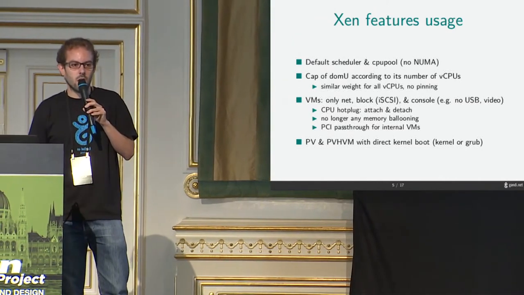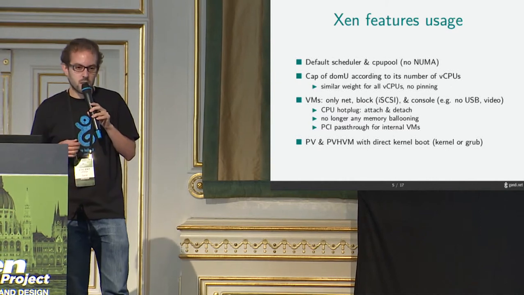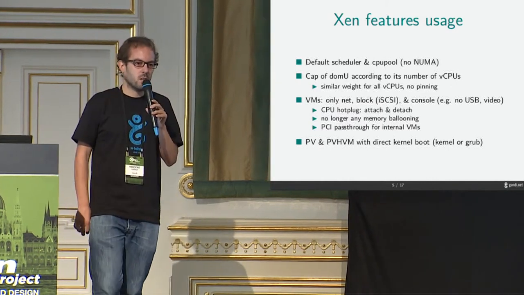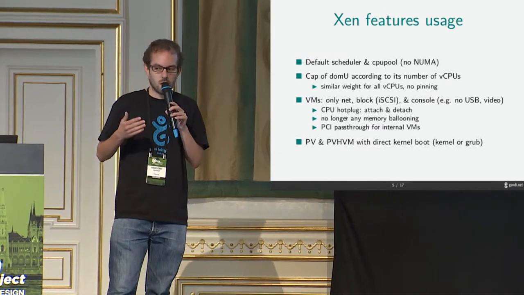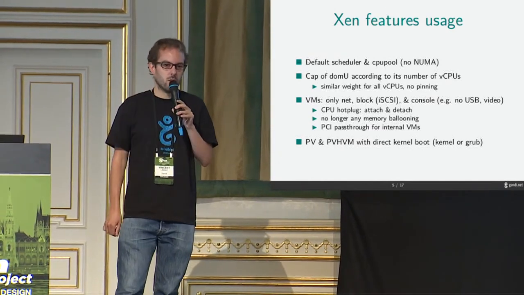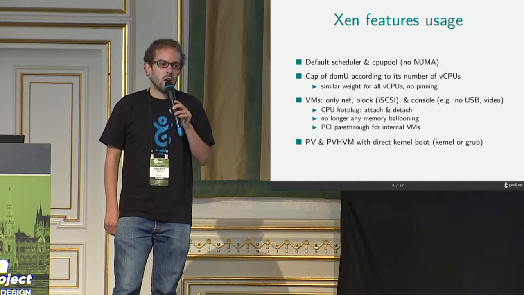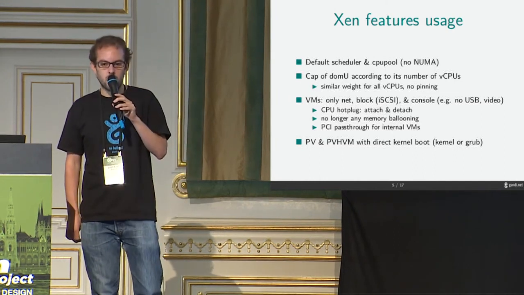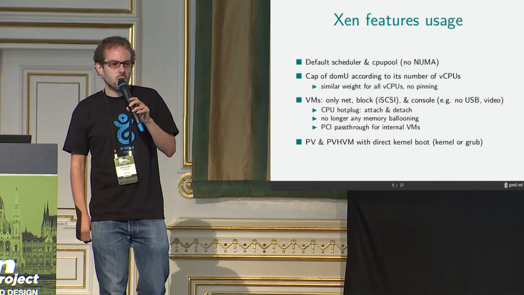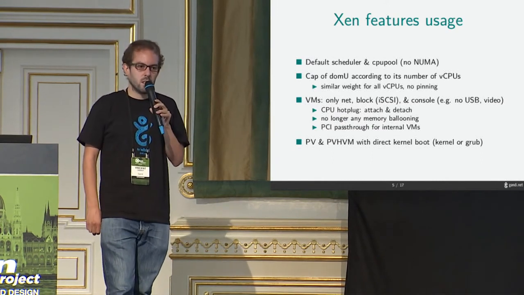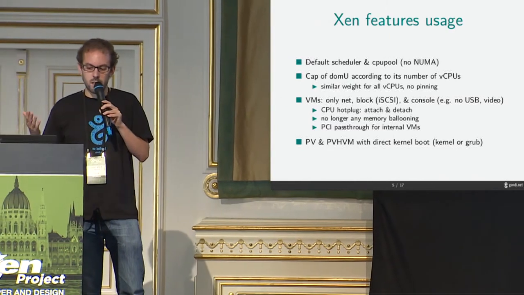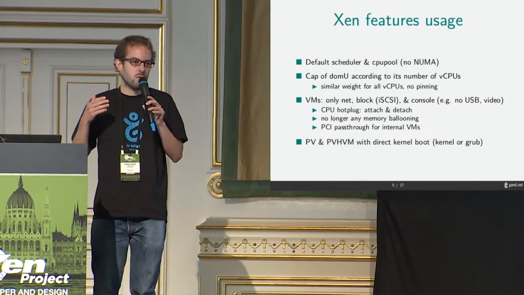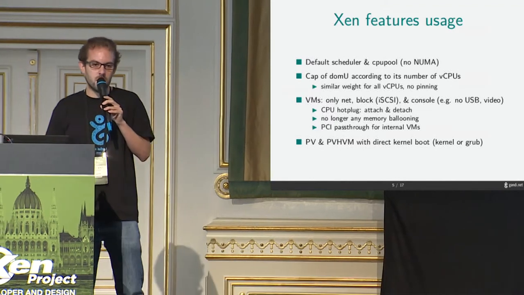Then for the weight or the cap of each guest, we set it according to the number of vCPUs. So for example, if you have 1 vCPU, the cap will be 100, 200 for 2 vCPUs. And each vCPU has the same weight. We also don't do any pinning, so the scheduler is responsible for assigning vCPUs to physical CPUs, but we don't do any vCPU pinning.